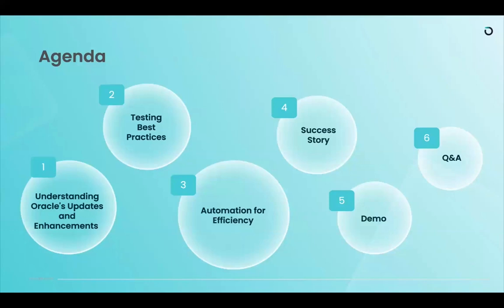We'll first start with basic context, understanding what the quarterly updates are. I'm sure that a lot of you understand what they are and have some experience with them now, but we'll set that context up front. We'll then go into testing best practices. How do you use automation for efficiency?